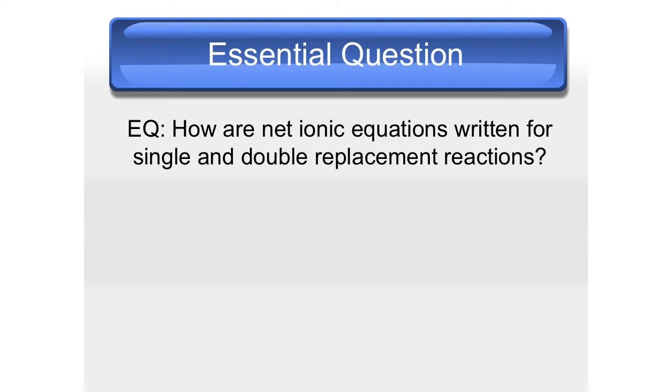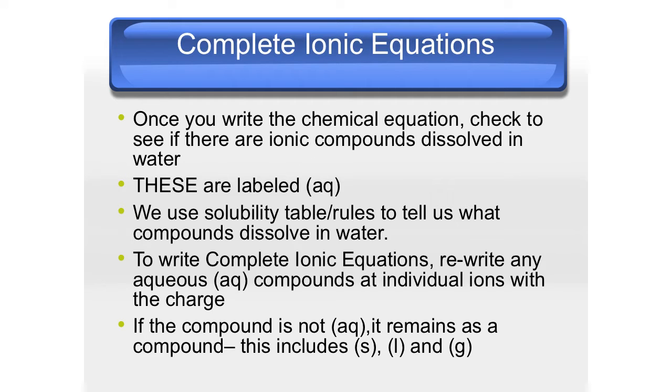So what we're looking at today is how are net ionic equations written for single and double replacement reactions. So what the heck is a complete ionic equation? Once you write the chemical equation, you're going to check to see if there are ionic compounds dissolved in water. So these are the ones that are labeled AQ. If you remember in your last lesson, we used the solubility table or rules to help us decide what compounds dissolve in water. So what's different from a regular chemical equation to a complete ionic equation is that you're going to go back and rewrite any aqueous compounds as individual ions with the charge.